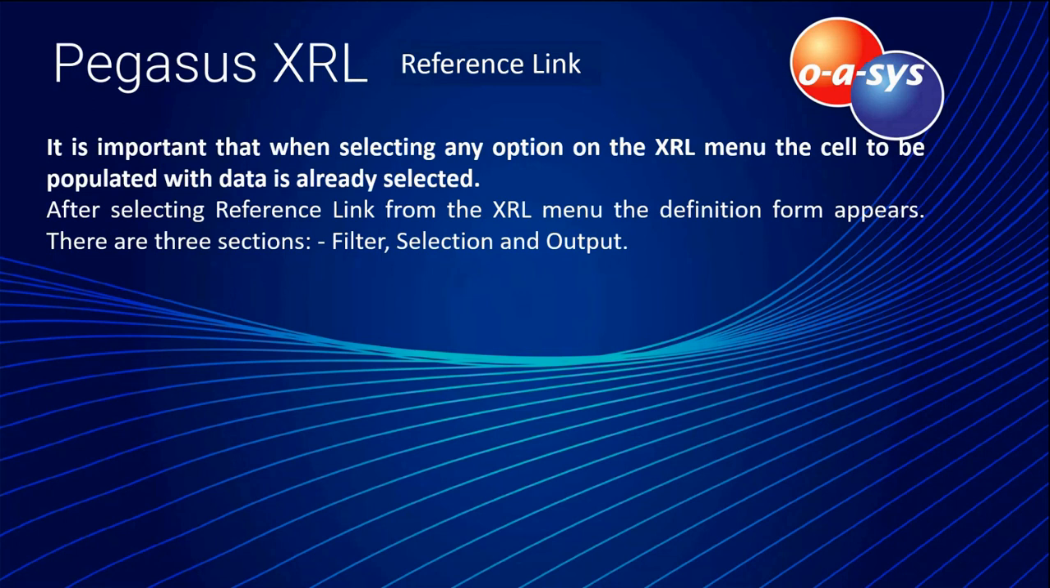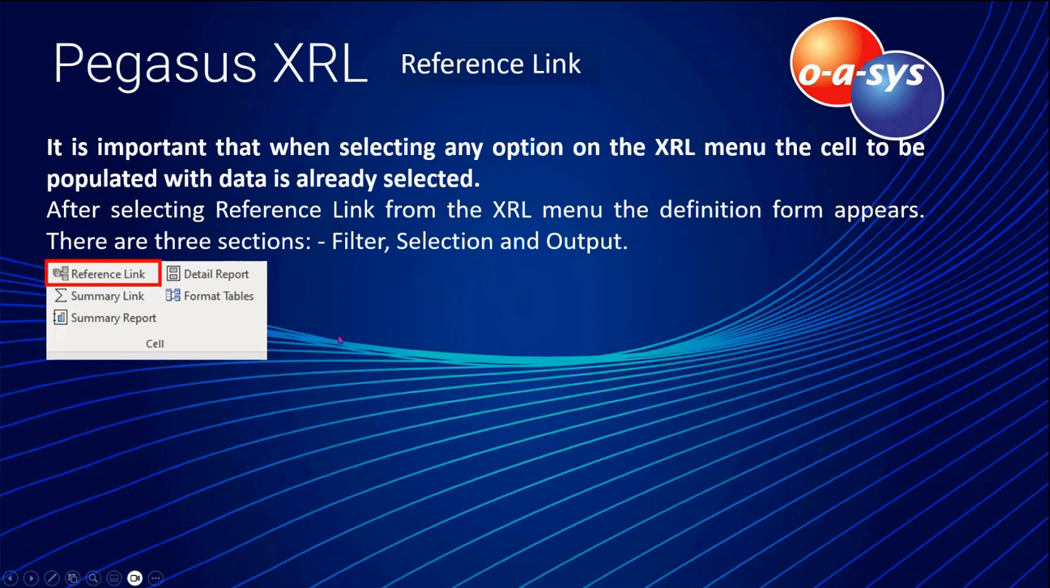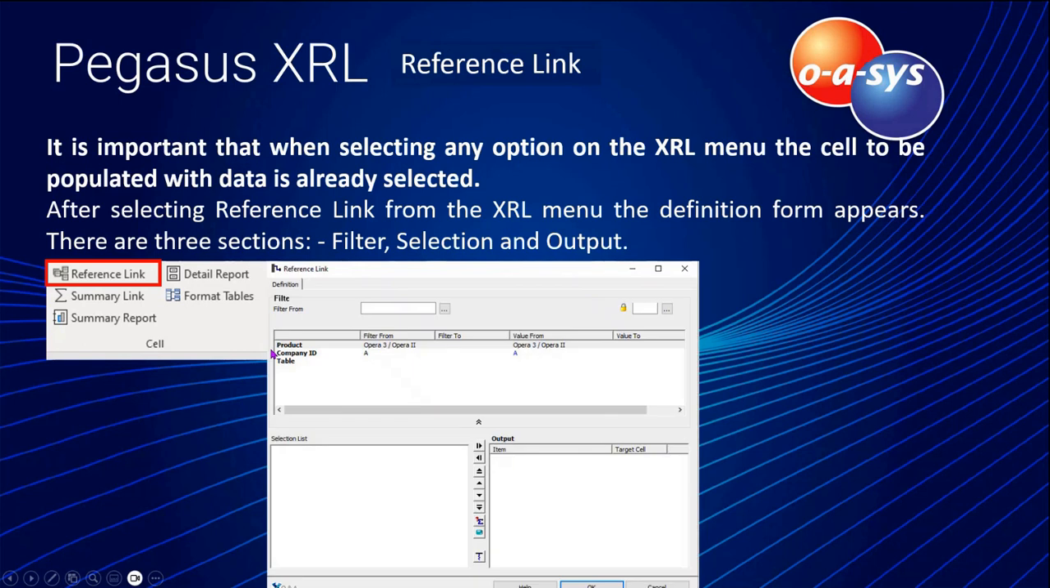It's important that when selecting any option on the XRL menu, the cell to be populated with data is already selected. You'll see that when we do the live demo in a moment. So after selecting reference link from the XRL menu, the definition form appears. There are three sections on the definition form.